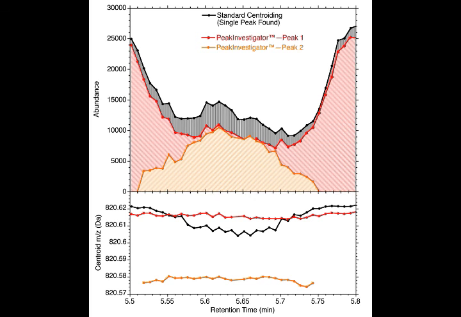A similar example is shown here, where a nearly isobaric peak was completely missed by standard centroiding, but its presence and abundance were clearly influencing the mass of the centroid. The top graph shows a time slice of the chromatograms for these peaks. The backmost chromatogram in black, the two peaks were unresolved by standard vendor centroiding, even though there was a noticeable mass shift in the position of the standard centroid in the lower graph. Peak Investigator found both nearly isobaric peaks and correctly deconvolved these with both mass and abundance consistency.